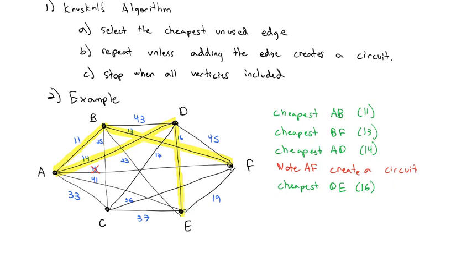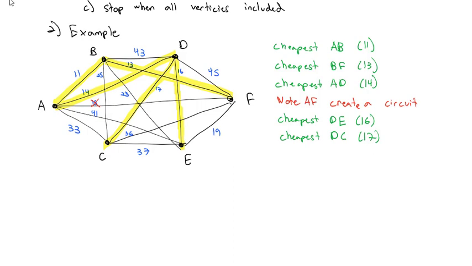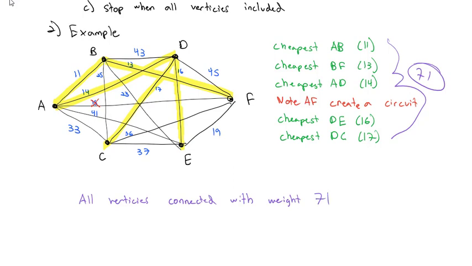And next cheapest number I see on there is 17. So we're going to connect D to C. And that's worth 17. And what I want to notice now, what I've done with highlighting these yellow edges, is we've connected every vertex. It's possible to get from every vertex to another vertex using just the yellow highlighted parts. And so we will say we have all vertices visited or connected with weight or value, if we add up all these numbers, 11 plus 13 plus 14 plus 16 plus 17 is 71. So the weight is 71 for the minimum cost spanning tree.